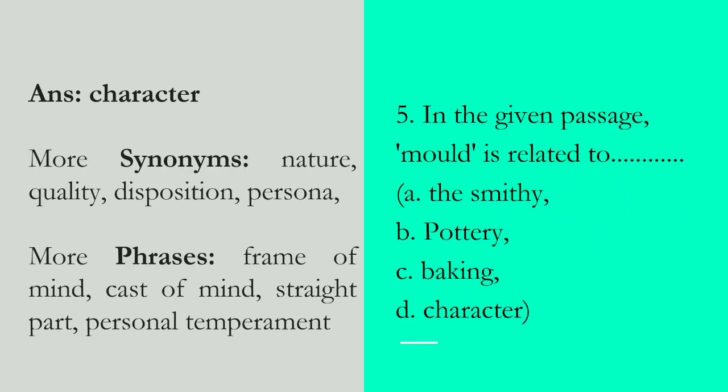Of course, it is there in the same sentence where this welter of subjects and books comes. Welter of subjects and books. Can I pick anything really to mould my mental and spiritual outlook? That means mould my character. So the answer is character. So here in this passage, mould is related to character. And the synonyms of character are nature, quality, disposition, persona. And phrases, examples: frame of mind, cast of mind, straight, part, personal, temperament, etc.